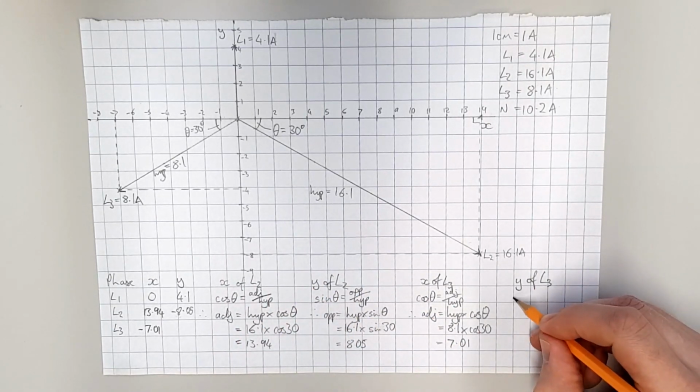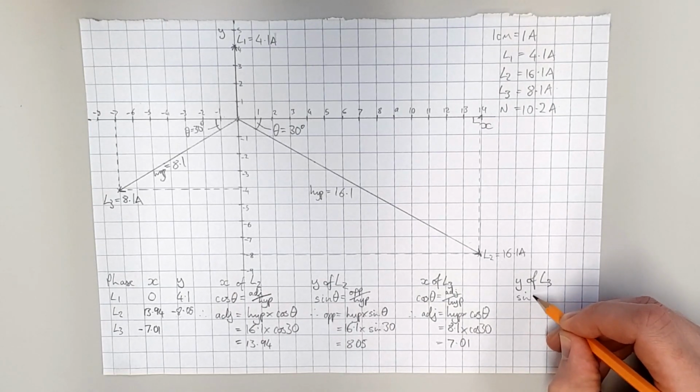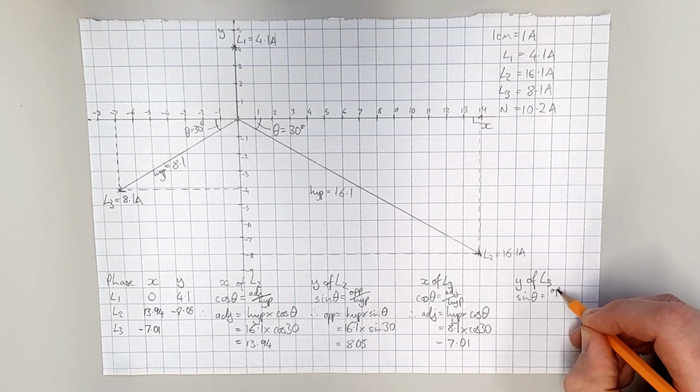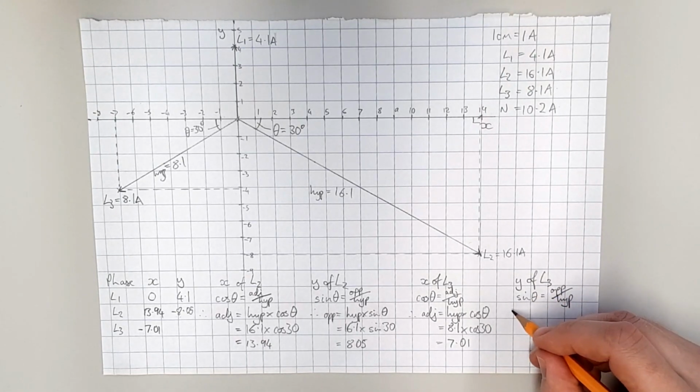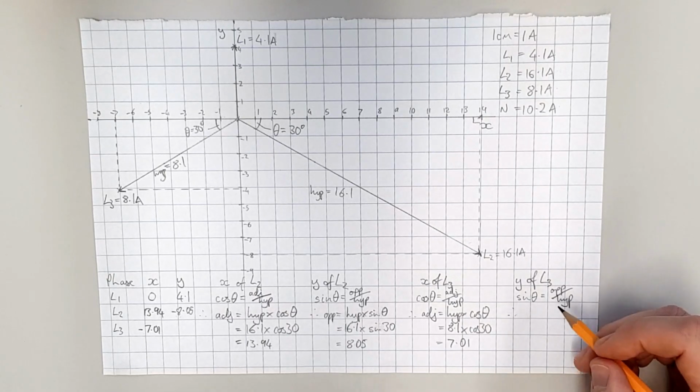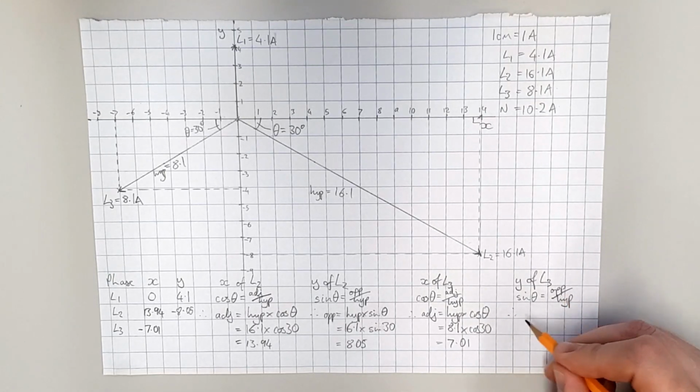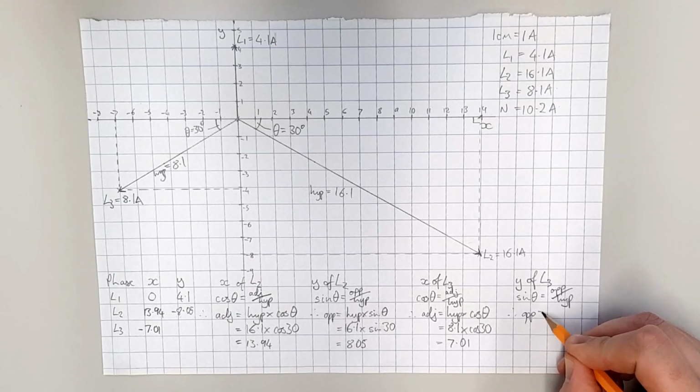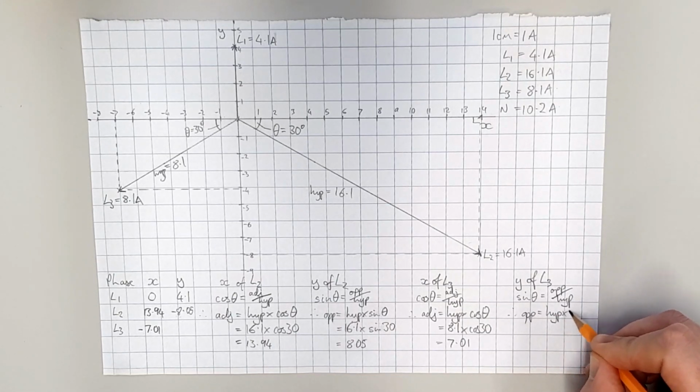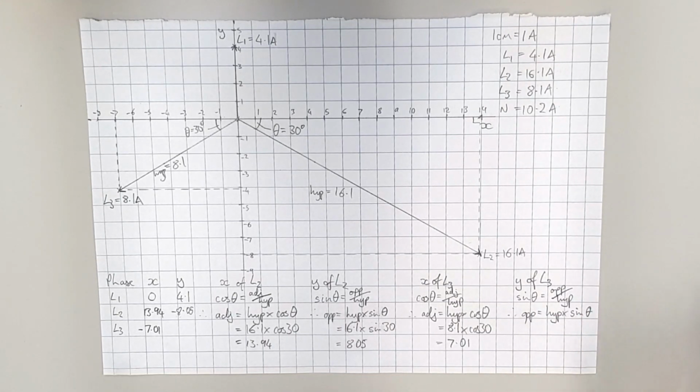So let's put in here now our calculation. We want to find the opposite, so we're dealing with the sine of theta is equal to the opposite over the hypotenuse. Some of you will remember SOHCAHTOA from when you were at school. This is where it starts to come in handy. We then transpose the formula to find the opposite, which is equal to the hypotenuse multiplied by the sine of theta, and therefore is equal to 8.1 times by the sine of 30.